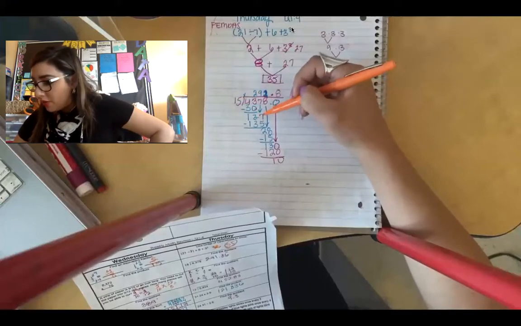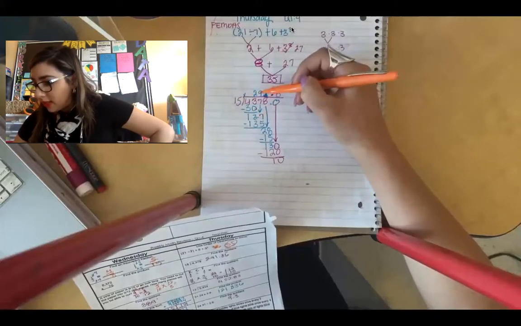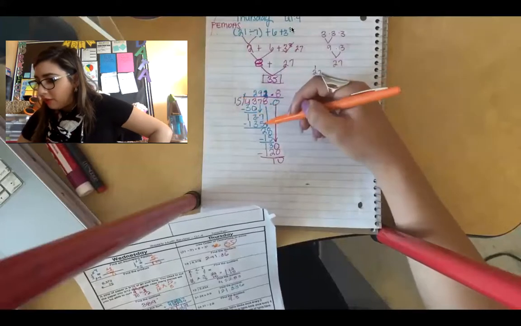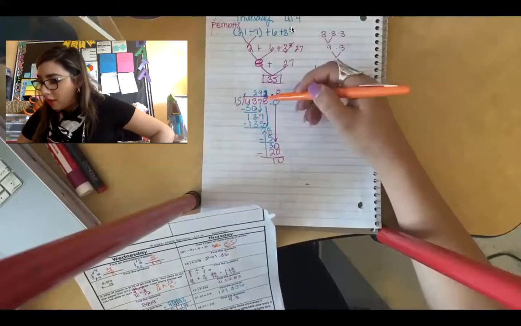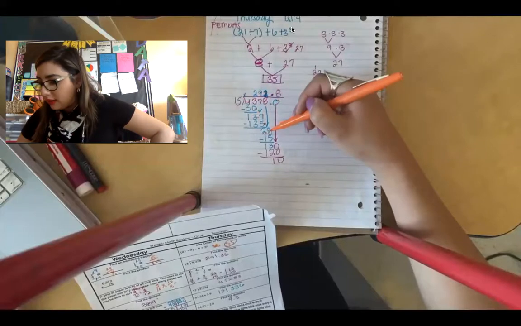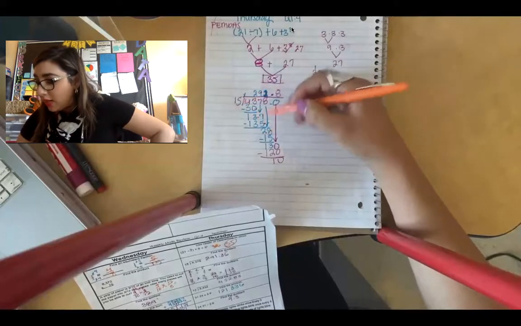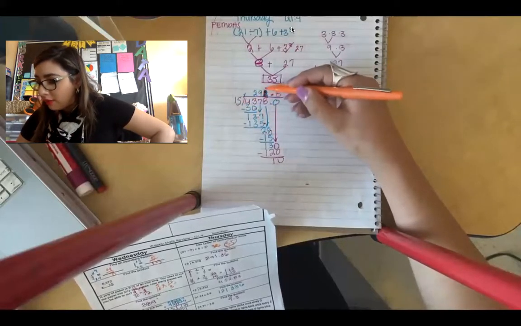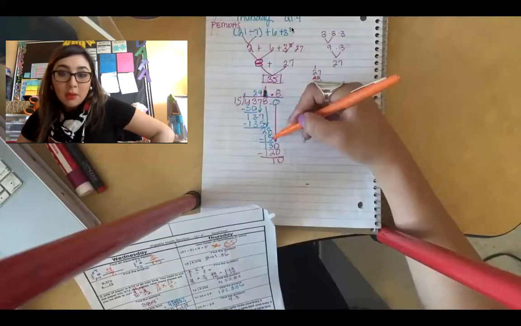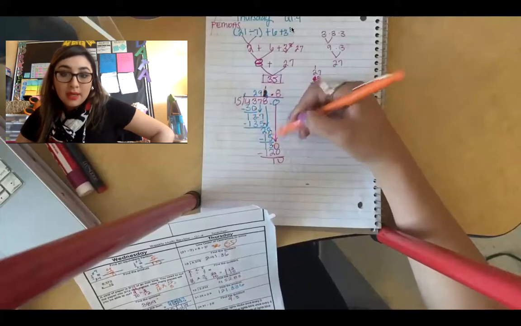15 goes into 137 9 times. 9 times 15 is 135. The difference is 2. I brought down the 8. 15 goes into 28 only one time. Sorry, you can't read that number very well. One time. 1 times 15 is 15. My remainder is 13.